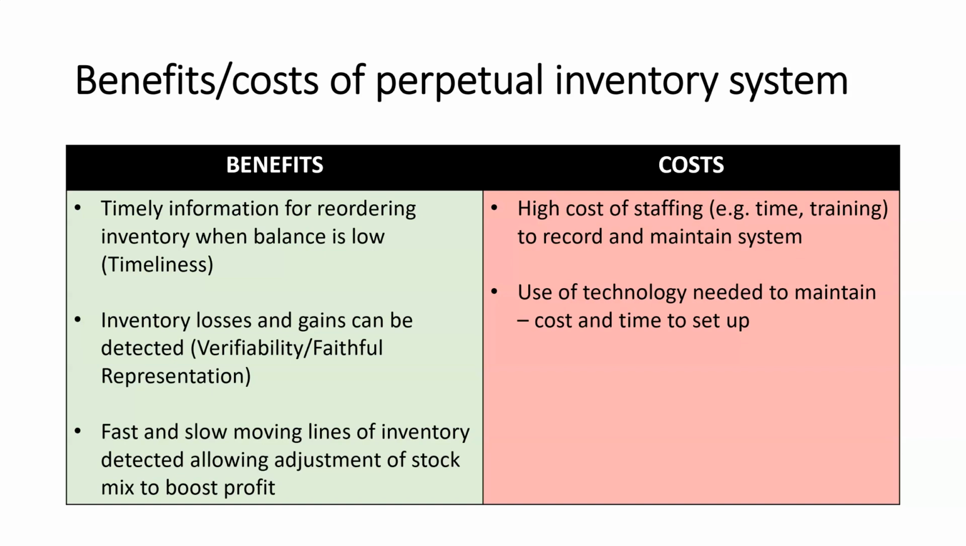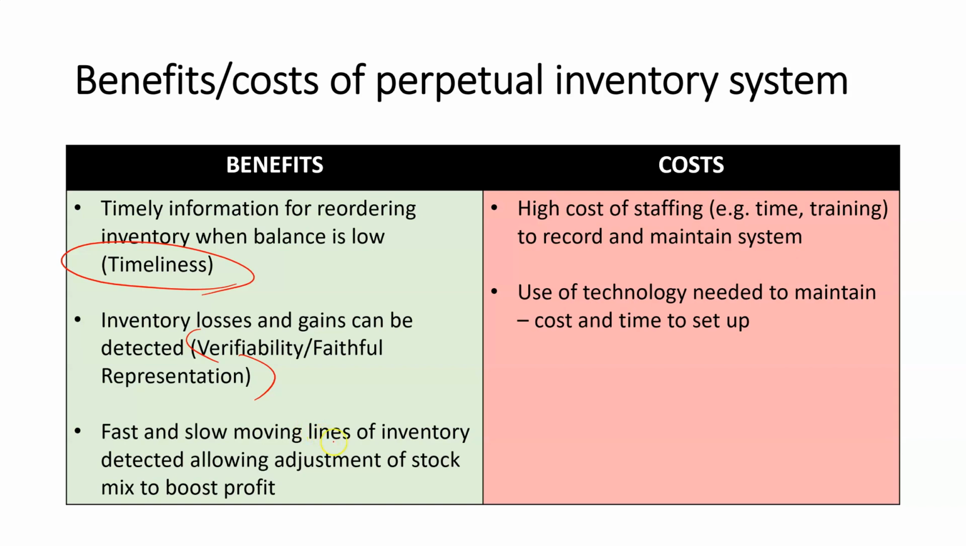The benefits are that there's timely information for reordering. So we know when our balances of inventory are getting low, and we can reorder from our suppliers. This helps uphold timeliness. We also have inventory losses and gains being detected, which helps us to have more accurate records, so verifiability and faithful representation can be maintained.